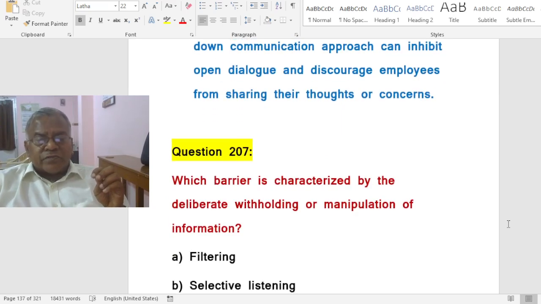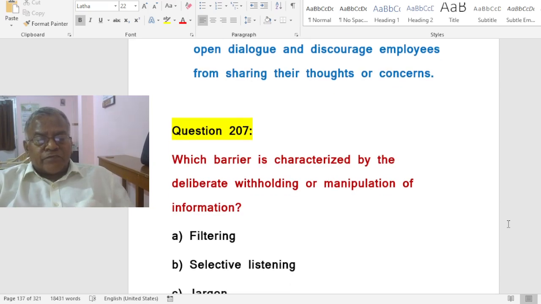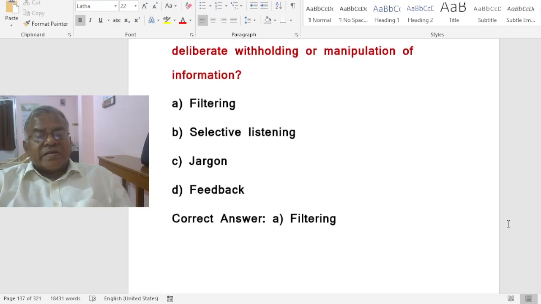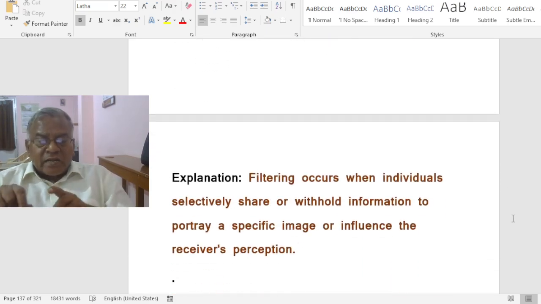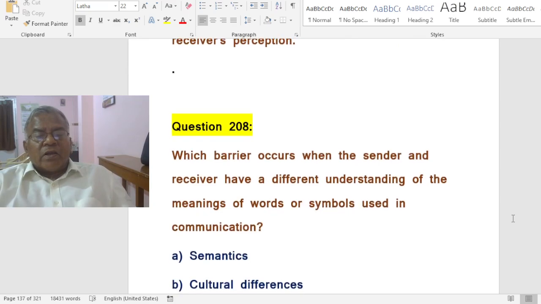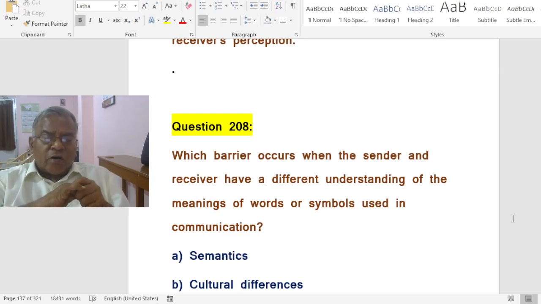So some questions we can ask. Which barrier is characterized by the deliberate withholding or manipulation of information? That is filtering. Filtering occurs when individuals selectively share or withhold information to portray a specific image or influence the receiver's perception.